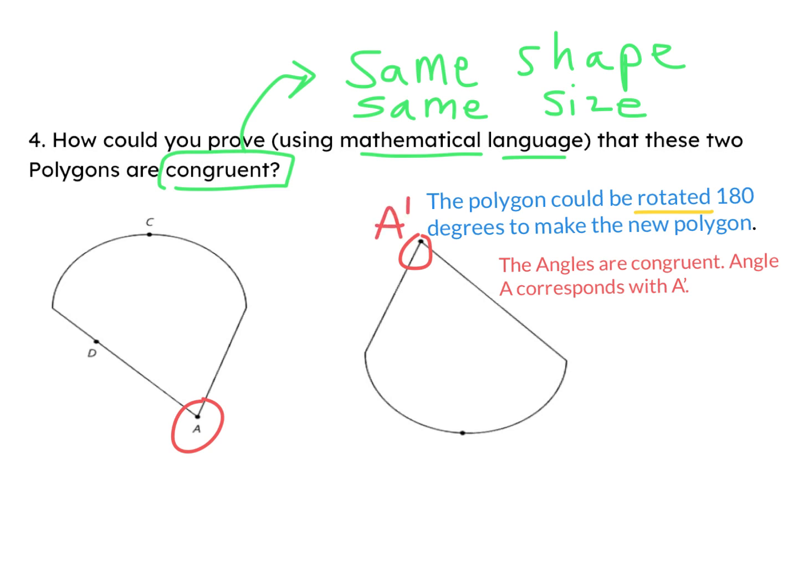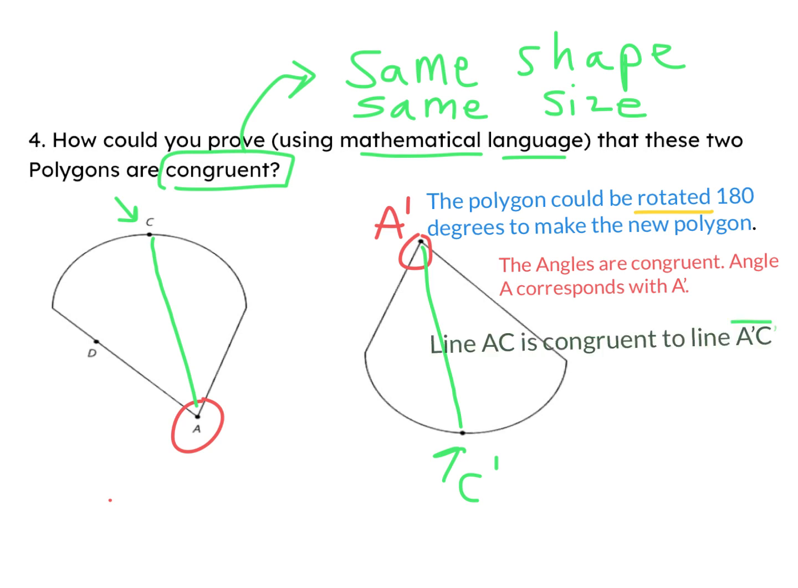And then a third thing I notice is this point right here appears to match up with point C. And then if we drew a line segment from A to C and A to C prime, that line segment, we could use a ruler and that line segment would match up.